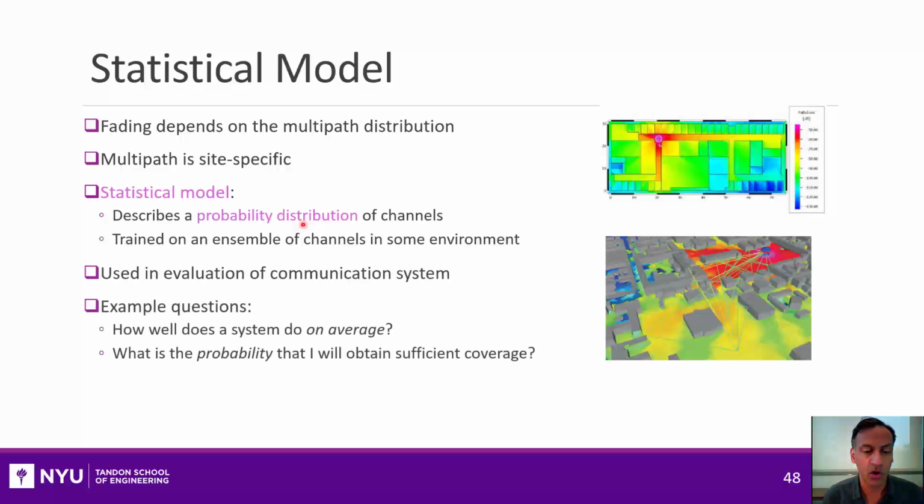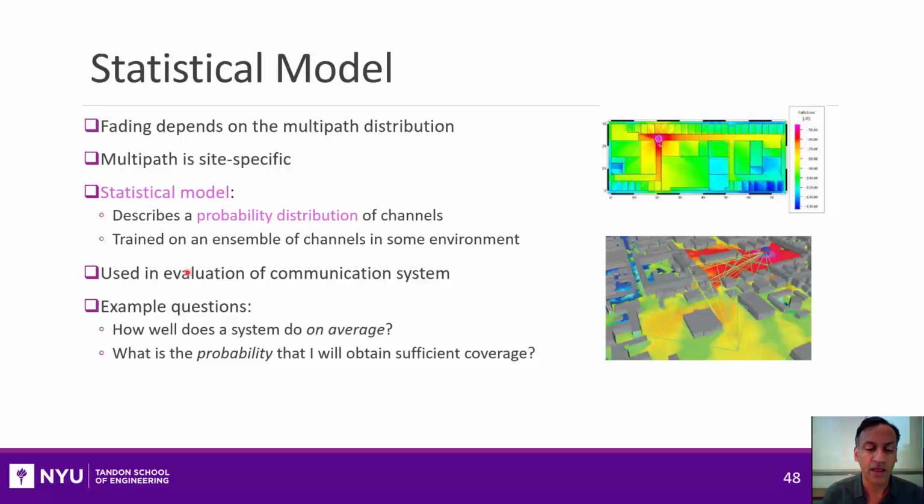Now, the reason we want to do that is usually for the evaluation of communication systems. So, for example, I might want to question how well does a system do on average? So in contrast, I could say, well, if it was this particular building, I placed a transmitter here and I placed a receiver here, and the person was walking along this corridor, I would get this particular fading path. And then I could say, well, in that particular circumstance, the receiver will work well or not.